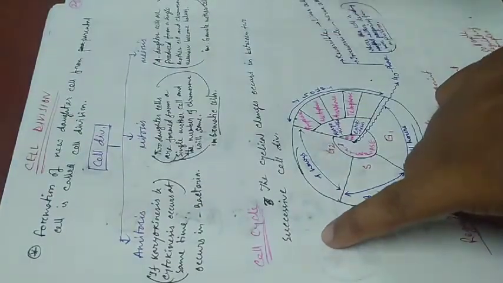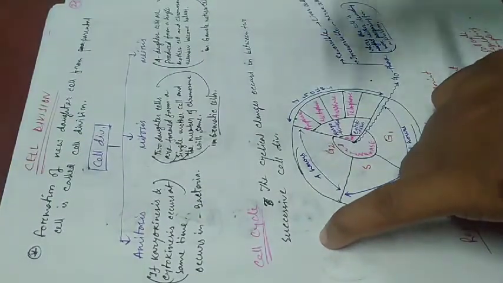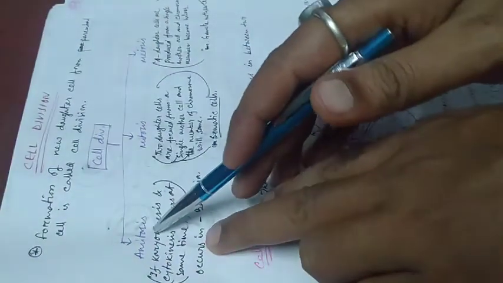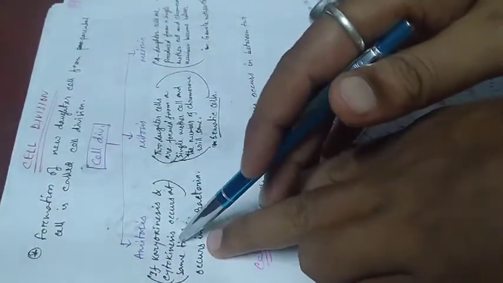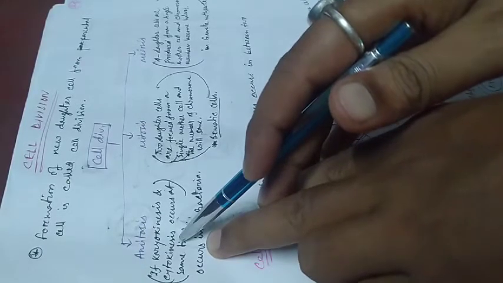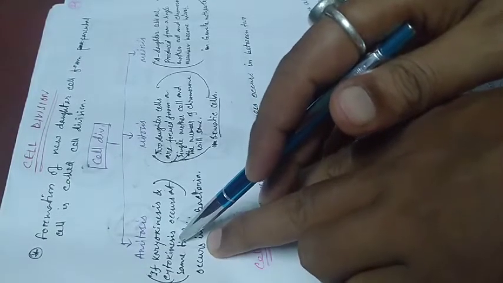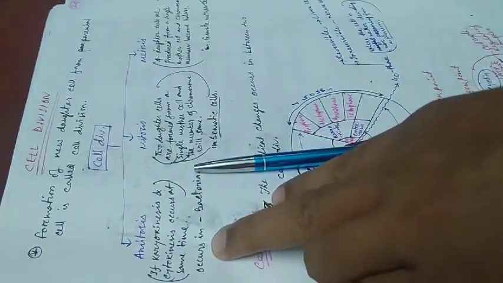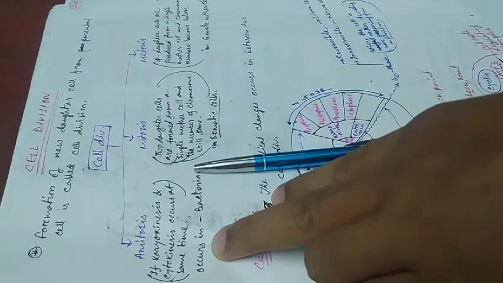First, amitosis cell division. If karyokinesis and cytokinesis occur at the same time, it's called amitosis cell division. It occurs in prokaryotic cells.